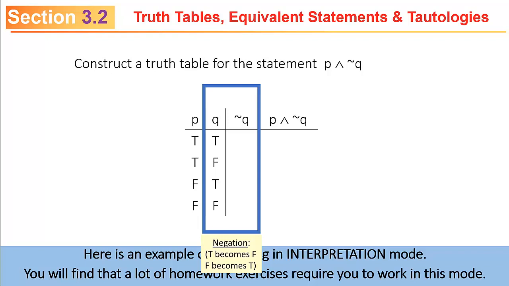And remember, the not is the negation, which changes the truth values. So true becomes false, false becomes true, true becomes false, and false becomes true. And notice I'm looking at the Q column to figure out what not Q is.